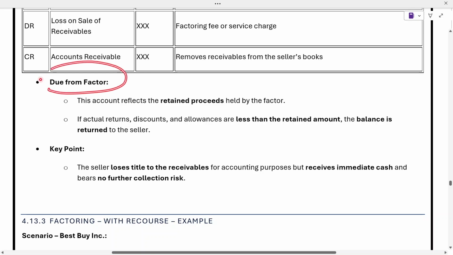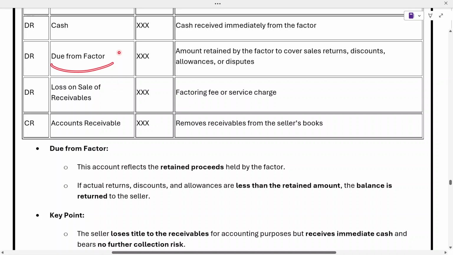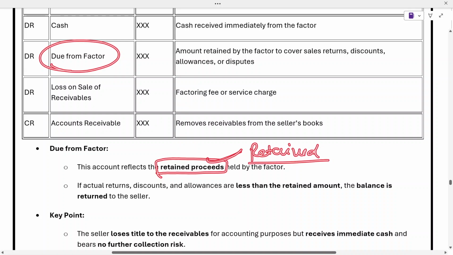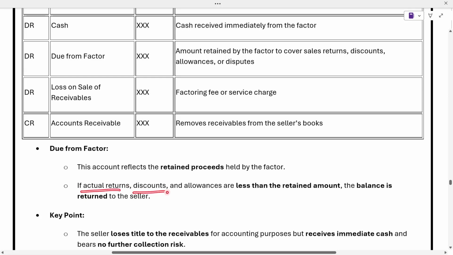And due from factor is the account that reflects the retained proceeds held by the factor. So this due from factor account shows whatever security deposit or retained proceeds there are. This is the retained amount which they will be paying us later on if things go well. If actual returns, discounts and allowances are less than the retained amount, the balance is returned to the seller.